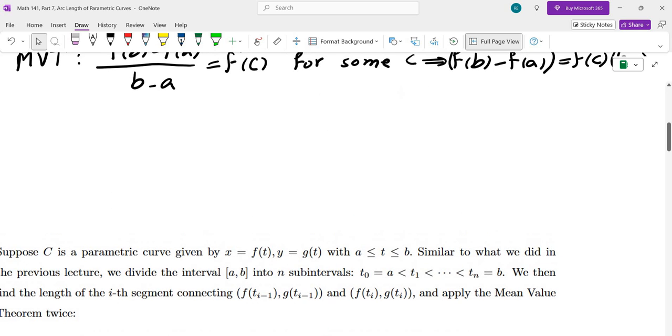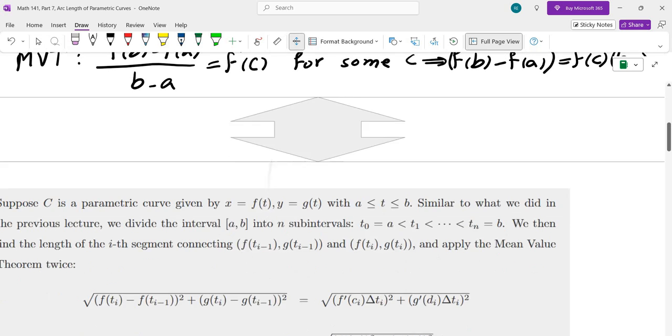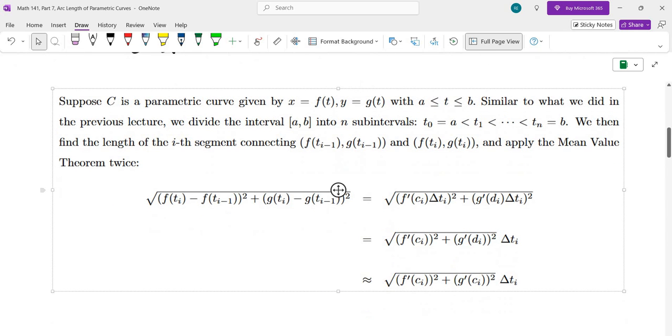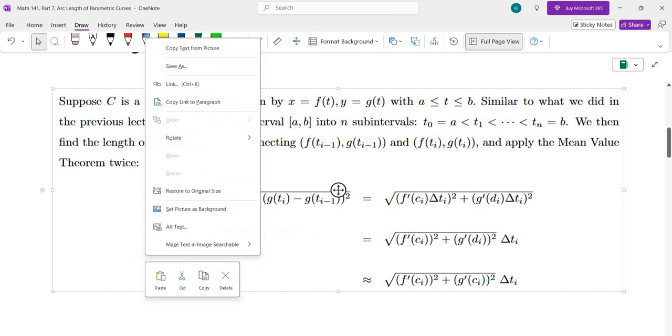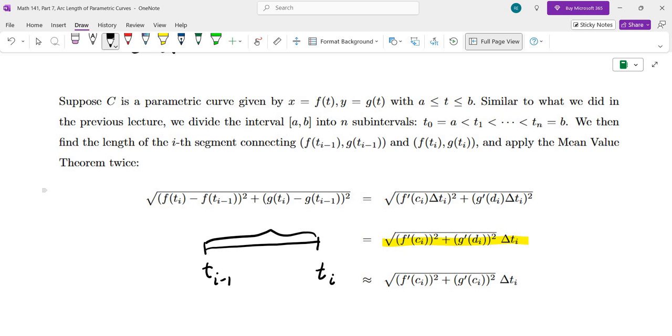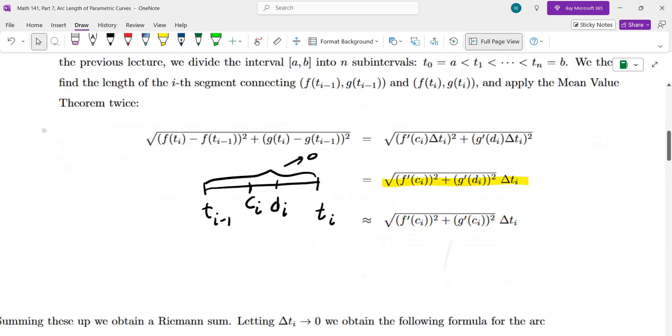So let's just see what we obtain from here. Again, we take the segments connecting f of ti minus 1, g of ti minus 1, and f of ti, g of ti. We write down the distance formula. Then we use the mean value theorem, and this is what we get. Now we can let ci and di be the same because they're approximately the same. When delta ti is small, this is ti minus 1, this is ti, this is going to approach 0. ci and di are going to be in this interval, so they're approximately the same.